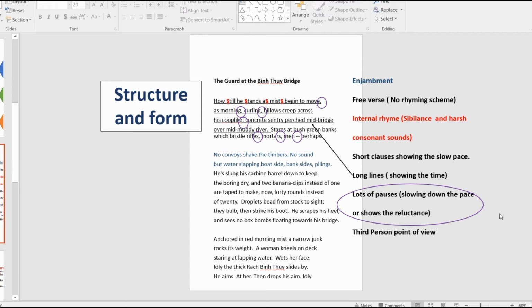These pauses slow down the pace of the poem and it may show reluctance or uncertainty of the god, maybe about his safety. And the poem is written in third person point of view. It suggests that the poem is seen through the viewpoint of an outsider. It brings no personal attachment, presenting the information as seen by the outsider.